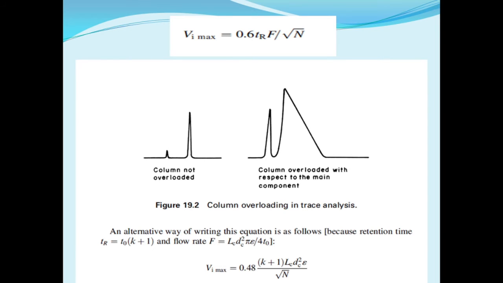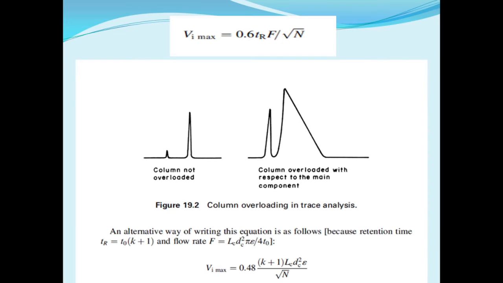If enough sample is available, for example in food analysis, it is possible to inject the maximum allowed injection volume Vi max, even if early eluted peaks will be broadened or the main components will be overloaded, as long as the resolution of the trace components is not affected. Then the peak maximum concentration will be defined by the combined equations for Cmax and Vi max.